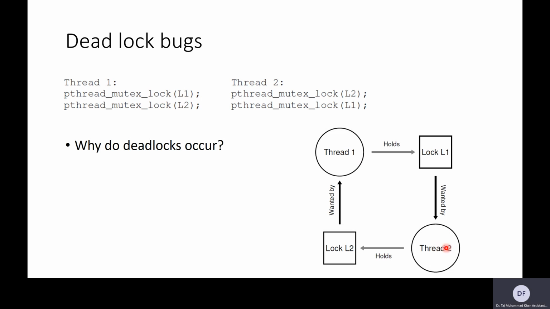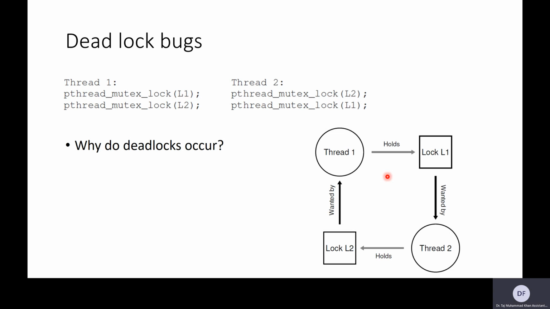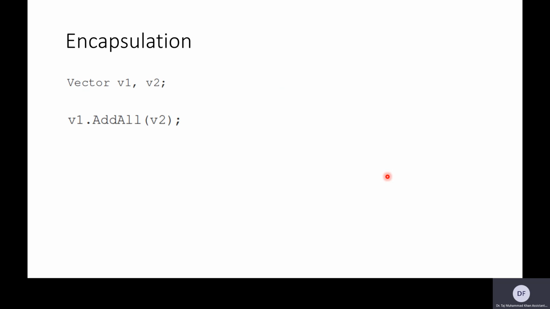So there is this circular dependency. Thread 2 holds lock 2, which is wanted by thread 1. Thread 1 holds lock 1, which is wanted by thread 2. And this circular dependency, you can continue it like this, and basically they will keep waiting forever. Circular wait is only one of the conditions that need to happen for deadlocks to occur. We'll see later what kind of conditions need to happen and how we can prevent the occurrence of deadlocks in our program.